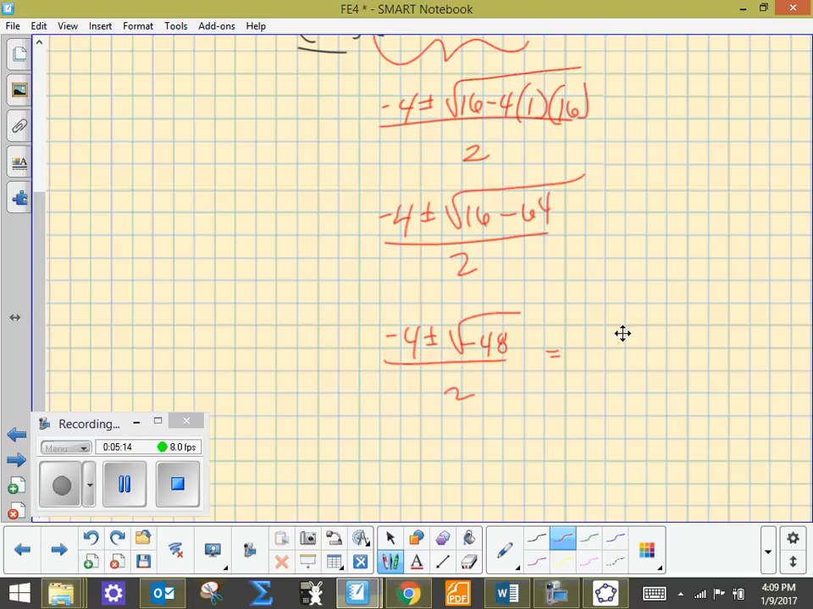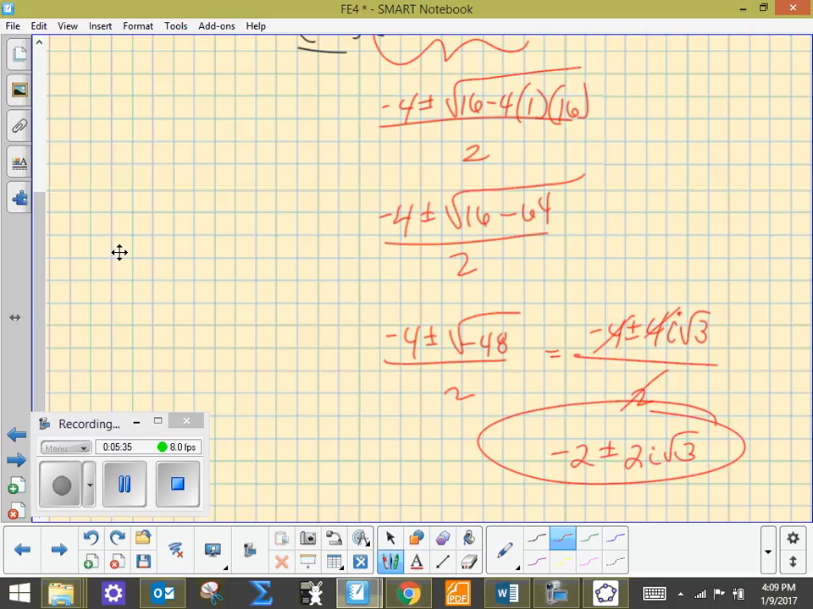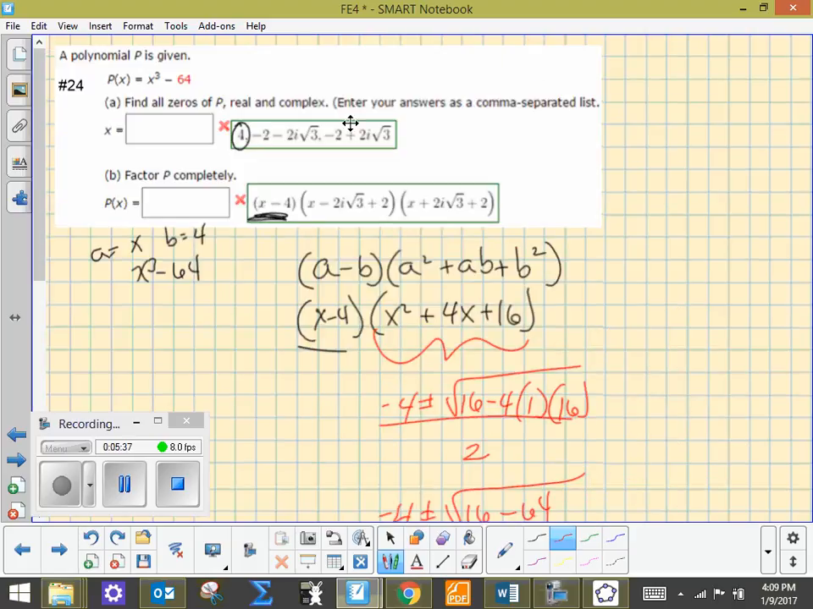I bring the i out, negative 4 plus or minus i. Now 48 is also 16 times 3, so I'm going to make that 4i radical 3. That will simplify the negative 48, and then over 2. So now the 2s cancel out in all of those, and it leaves me negative 2 plus or minus 2i radical 3. And if we go up here, hopefully that's what we see. Negative 2 minus 2i radical 3, negative 2 plus 2i radical 3. Those are those two results right there.